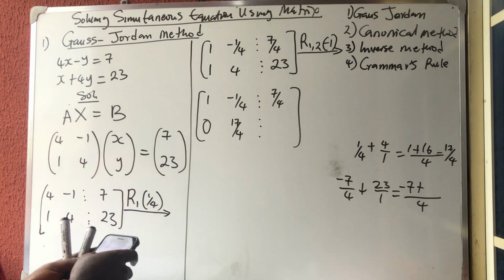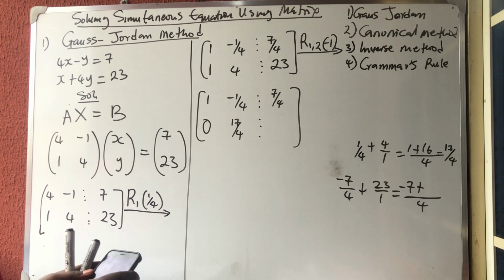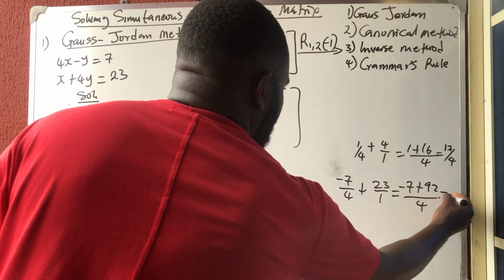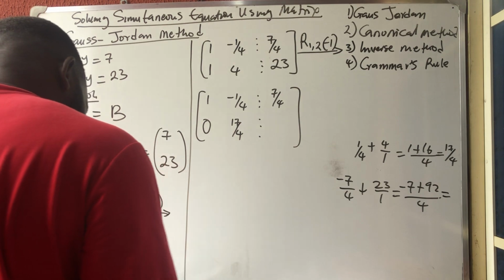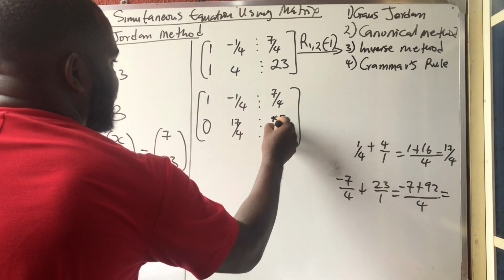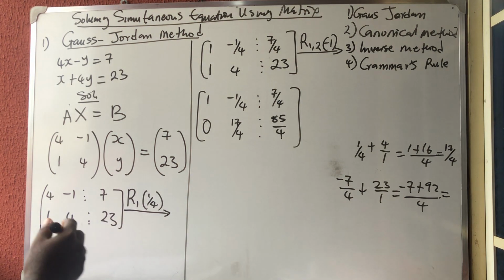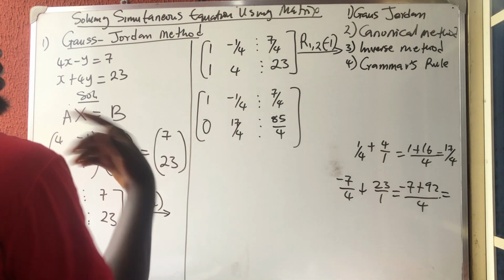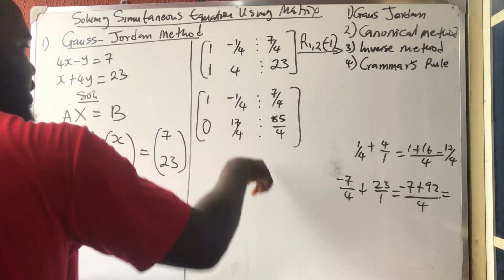23 times 4, I'm having 92. So if you do that, you're having 92 minus 7, I'm having 85. So this is 85 over 4. Okay, so the next thing to do is what? To make this 1, because that is the method. The leading entries must be 1.